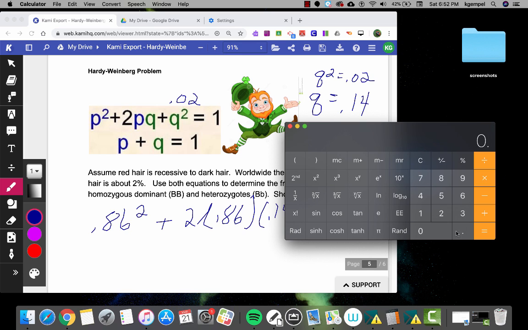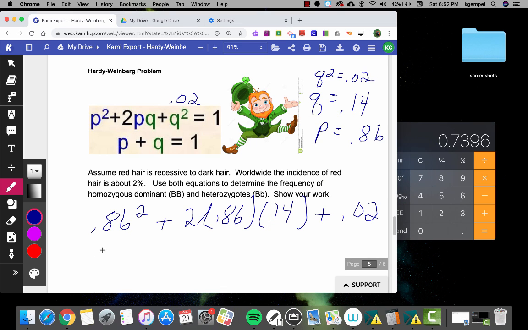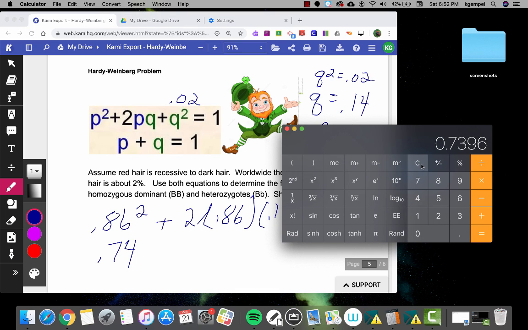And so 0.86 squared is 0.74. So 74% of individuals are going to be homozygous for, again, hair color is not this simple, but if we only had those two phenotypes, brown and red, which we know we don't, 74% of individuals in that population would be homozygous for their brown hair.